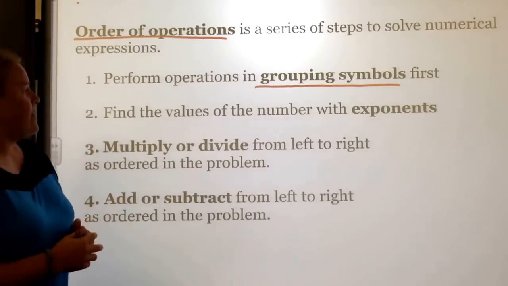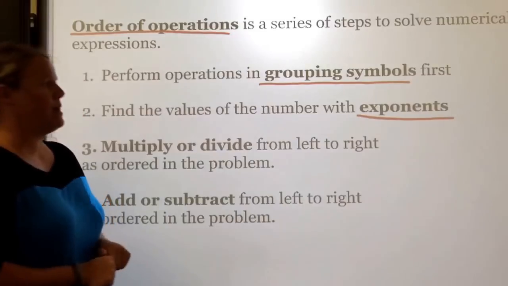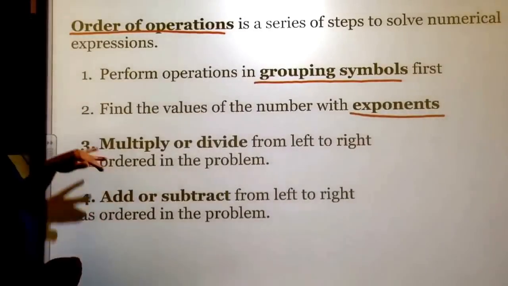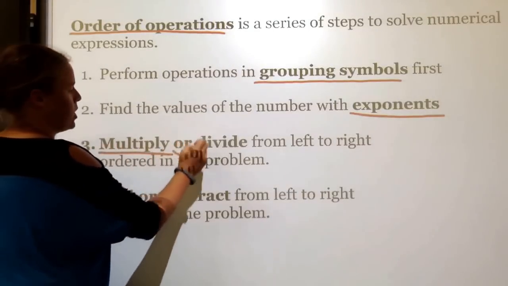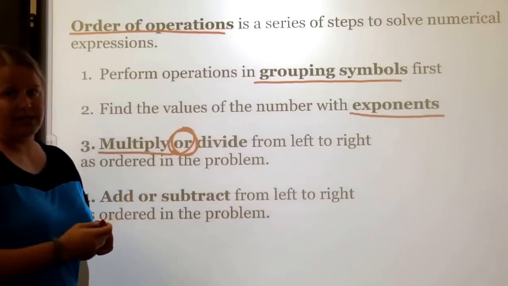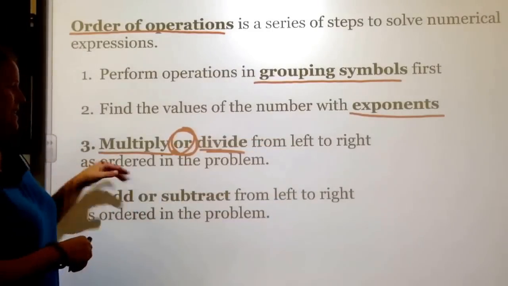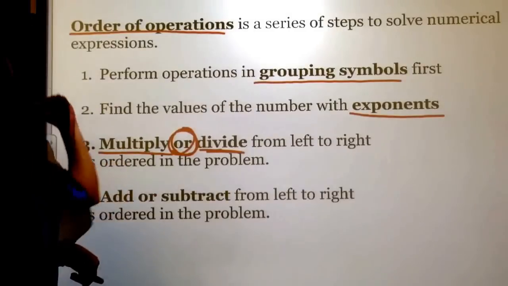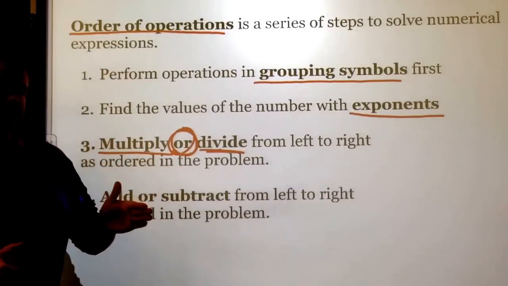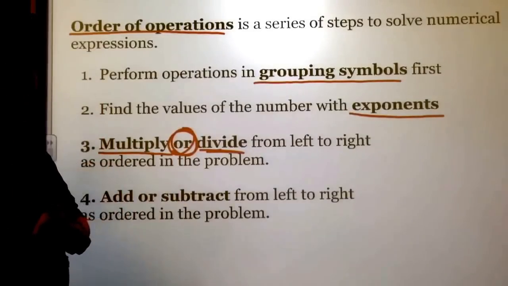The second thing is to find the values of the numbers with exponents, which we've been studying the last couple of days anyway. So you're grouping first, then your exponents go second. The third thing is to multiply, and please circle, highlight, mark over, or divide. So it's whichever comes first from left to right, as given in the problem. So you're multiplying or you're dividing from left to right. It's not just multiply because it comes first in PEMDAS. It's multiply or divide. They're equally important.